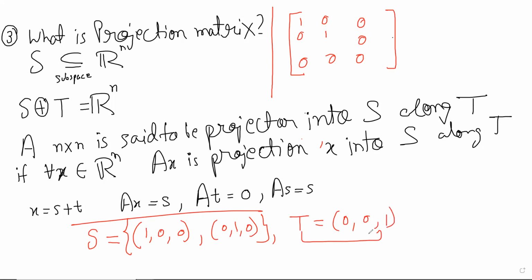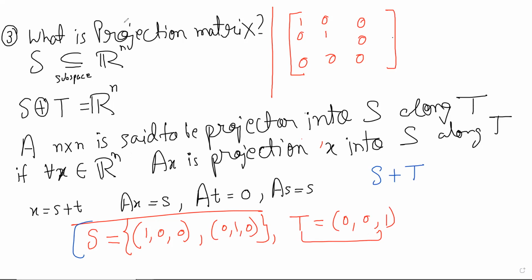First thing, S direct sum T is equal to Rn. That part I don't understand. This is the span of the 100 and 010 basis. Why is this equal to R3? S plus T is R3. That is just because it's a basis. And S intersection T is equal to 0.